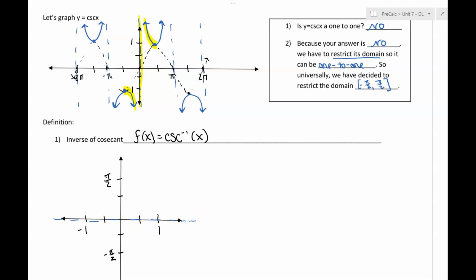And there's 2 points that I see. For the function of cosecant of x, I see a coordinate at negative pi over 2, 1, and pi over 2, 1. So that means for the inverse, they switch. We're going to have a coordinate at negative 1, negative pi over 2, and then 1, pi over 2. So negative 1, negative pi over 2, and 1, pi over 2.